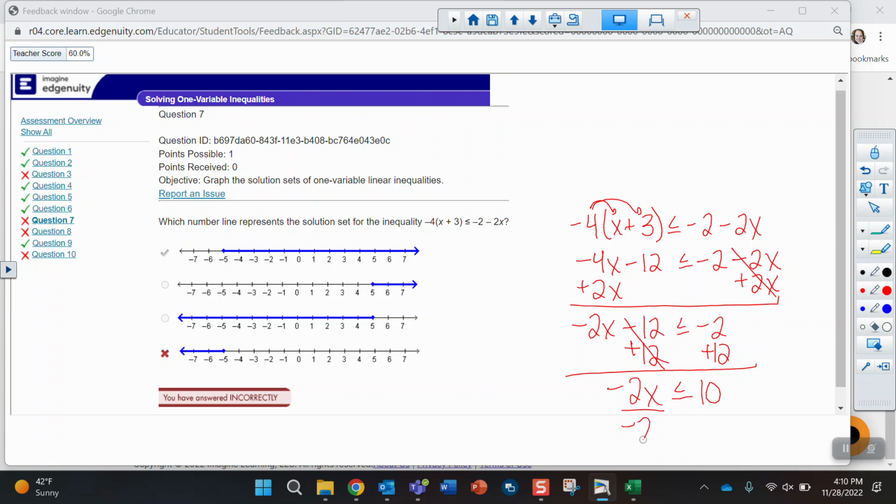And now I'm dividing by negative 2. So here we are again, divided by a negative, and we have to flip the symbol. So that's x is greater than or equal to negative 5. So again, a filled in circle at negative 5, but this time we're shading to the right. We're talking about all of the numbers that are greater than or equal to negative 5.